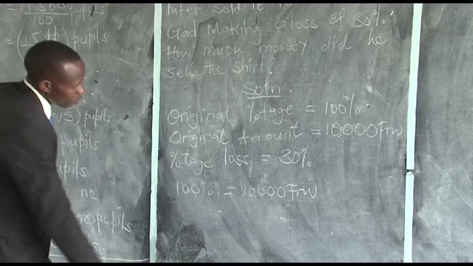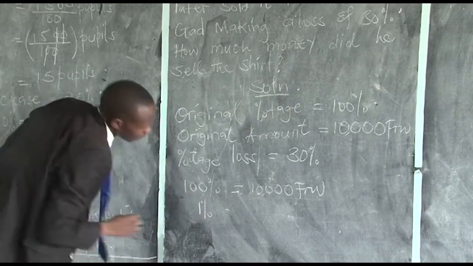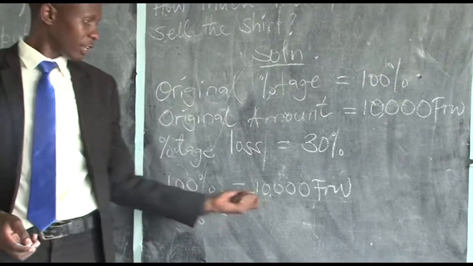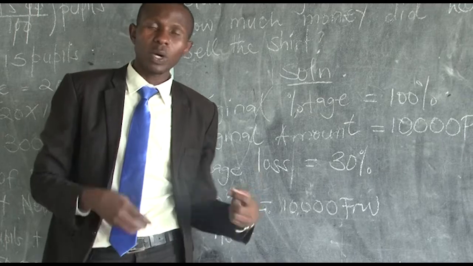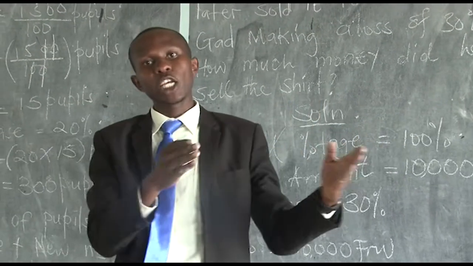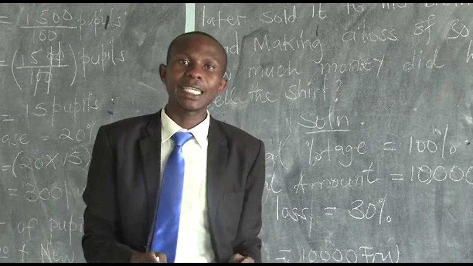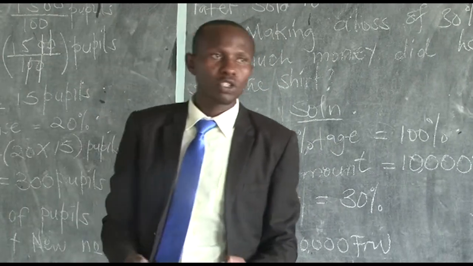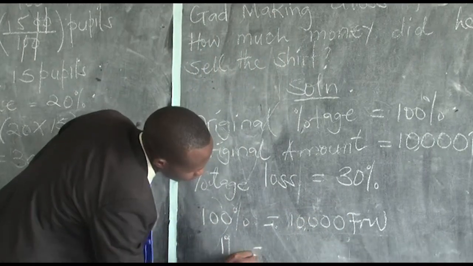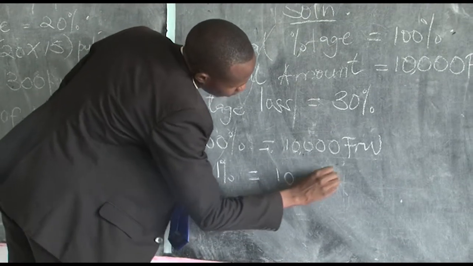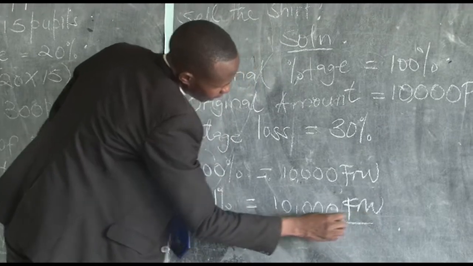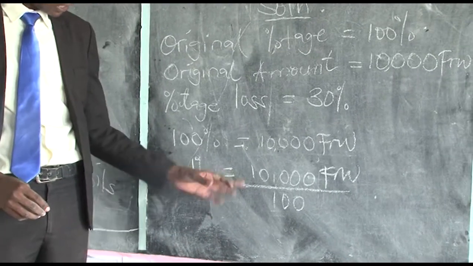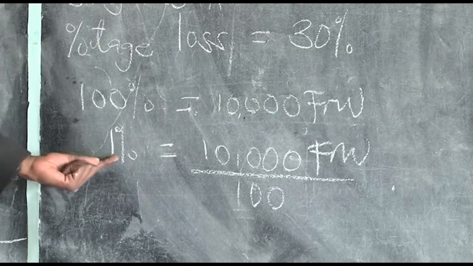Then from there we shall say, what about 1%? We will now want to find out. We know very well that 100% gives us 10,000. What about 1%? If you know 100%, then we need to find out the amount which is being represented by 1%. Because we know already what is being represented by 100%. So for us to find out 1%, we shall get 1% is equal to 10,000 francs divided by 100. Okay? By doing this, we are finding what is being represented by 1%.